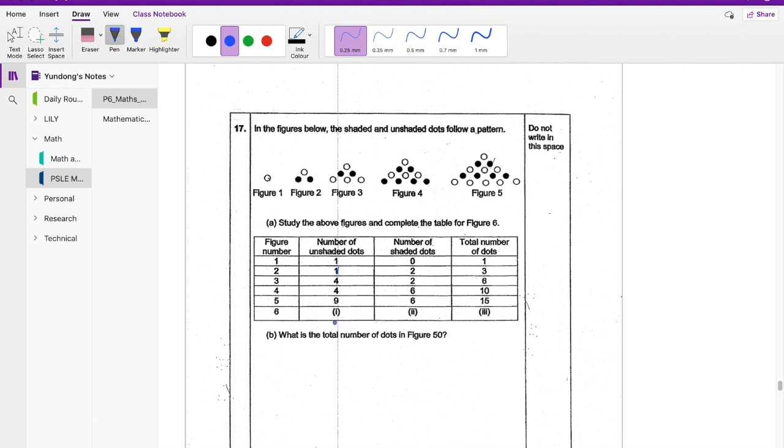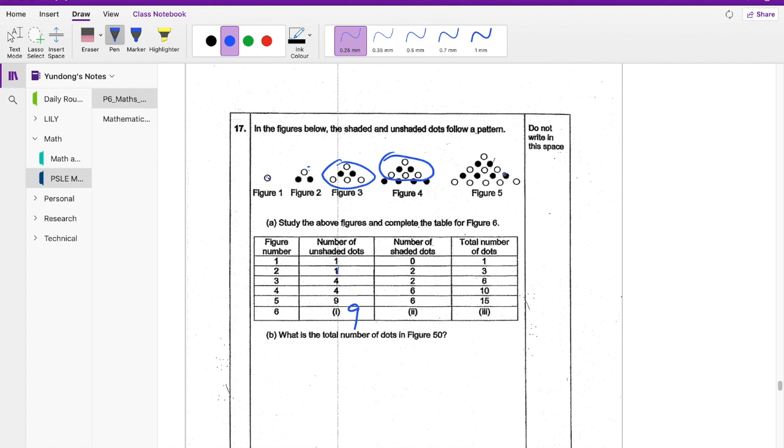So, we figure out part 6 HC. It is very straightforward. We see that this one is 1, 1. Then for these two, the total number of unshaded dots are the same, this part and this part. So it is 4, 4. Then this one is 9, 9, so this one is 9 here.